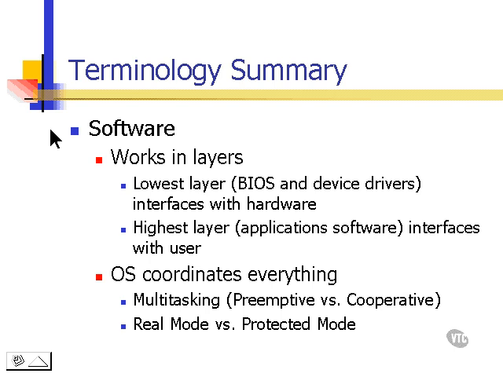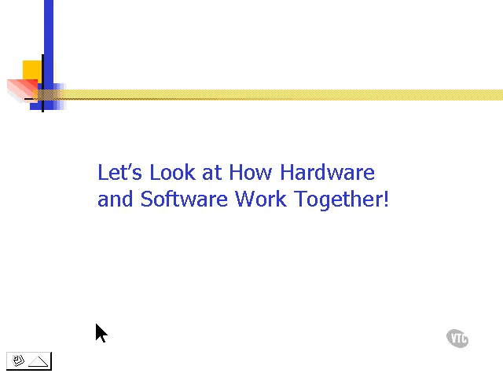Software works in layers. The lowest layer, BIOS and device drivers, interfaces with hardware. The highest layer are the applications themselves. The operating system software sits in the middle and coordinates everything. We have multitasking, meaning that we can work with more than one thing at a time. Older computers use Real Mode, while newer computers and operating systems use what's called Protected Mode. So now, let's take a look at the next lesson and see how hardware and software work together.